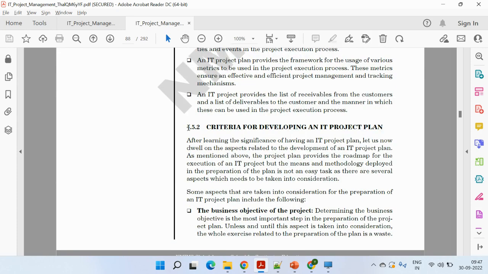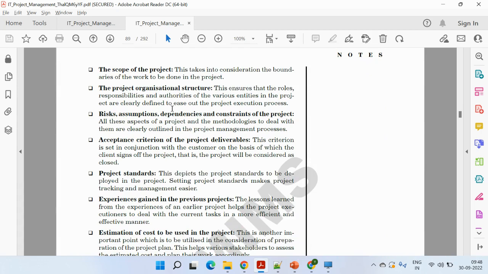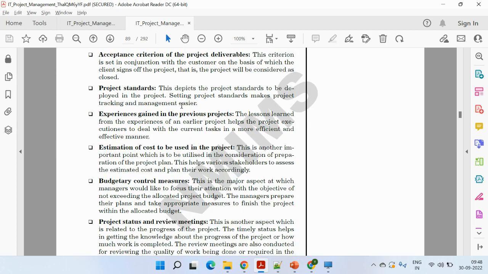Then what is the criteria for developing an IT project plan, right? Maybe you can just give the key pointers: what is the key business objective, what is the scope of the project, what is the overall structure, what are the risks, assumptions or dependencies, the different methodologies on different projects, the acceptance criteria for the project deliverables, the standards which need to be maintained, the experiences based on past projects, the overall cost estimation, budgetary control measures. I think cost and budgetary is almost the same thing.